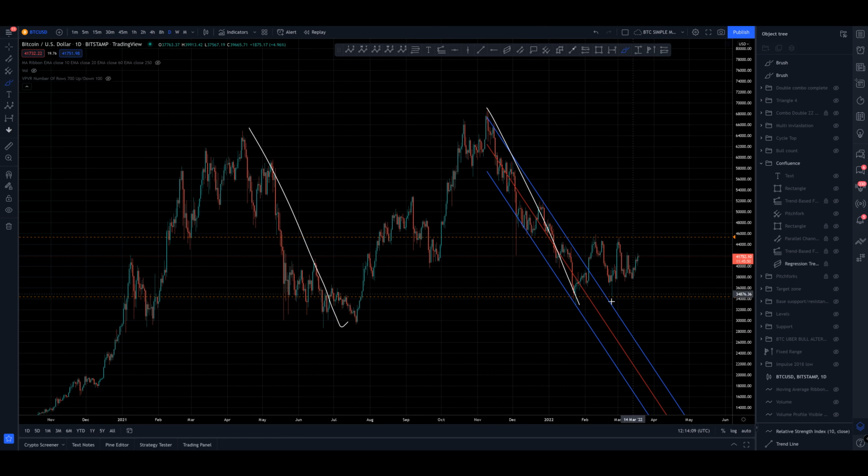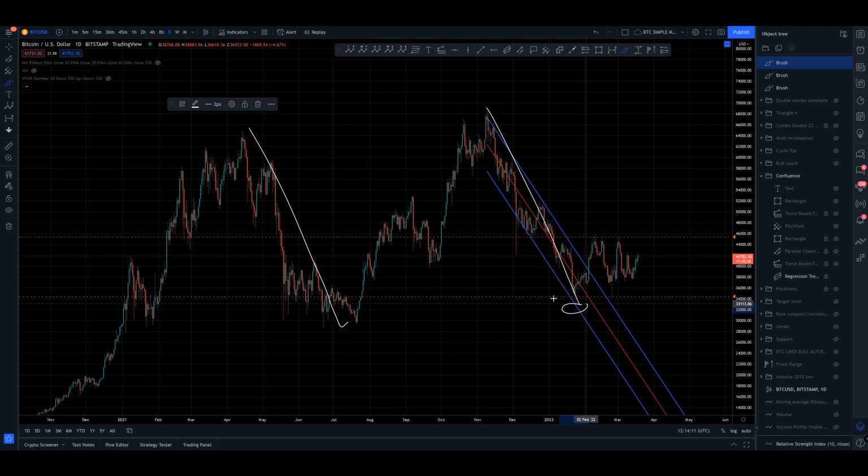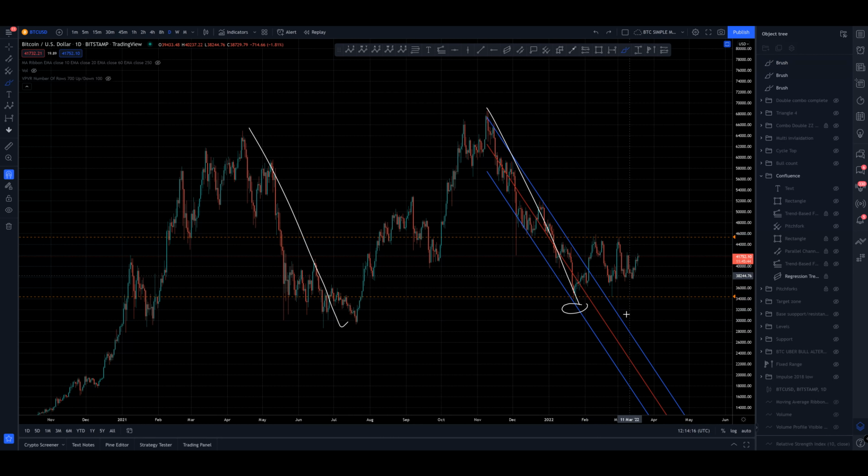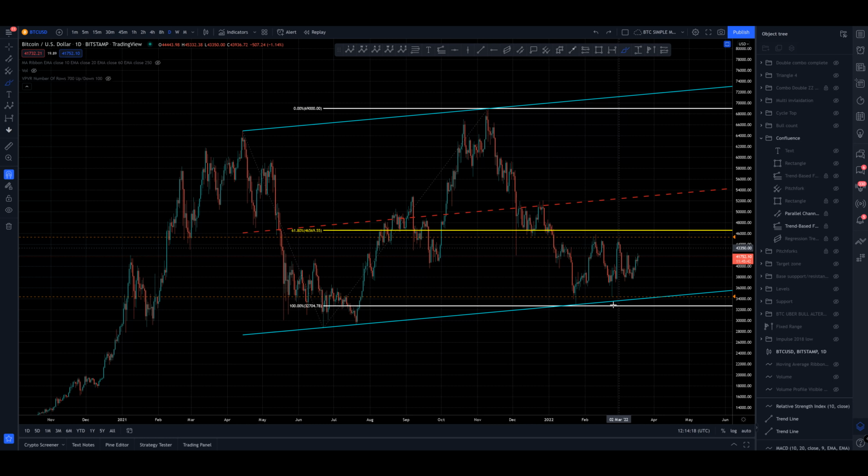We get a perfect touch on the edge of a regression channel here at a 1-to-1 before bouncing out. Okay, clearing that downward trend. That's all groovy as well. And that is essentially the case for it having found support here.